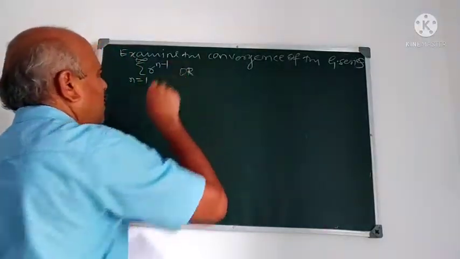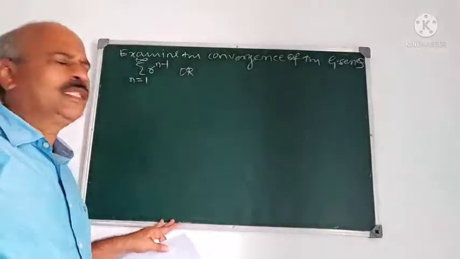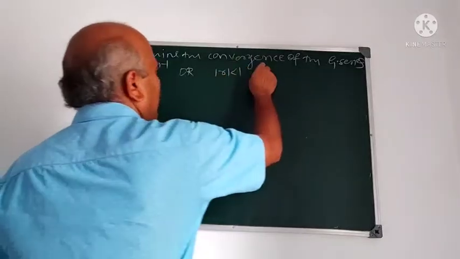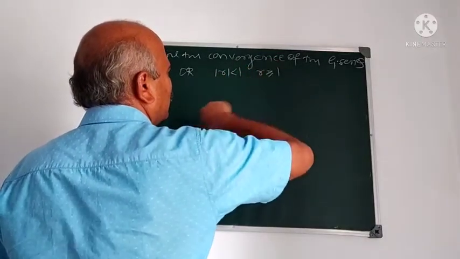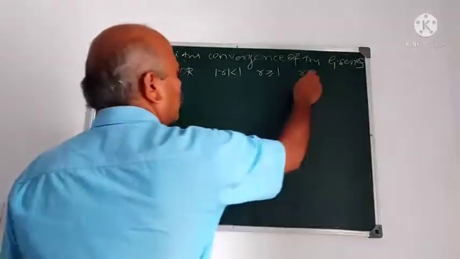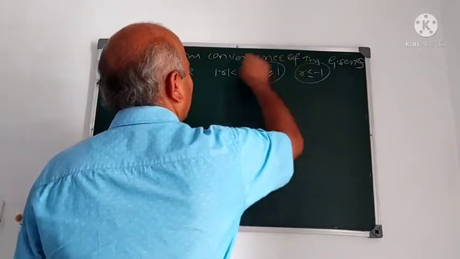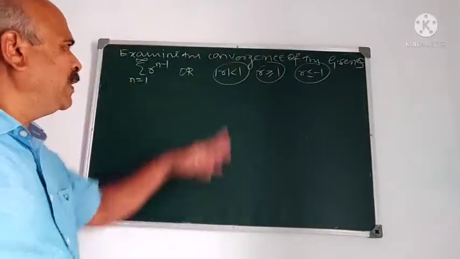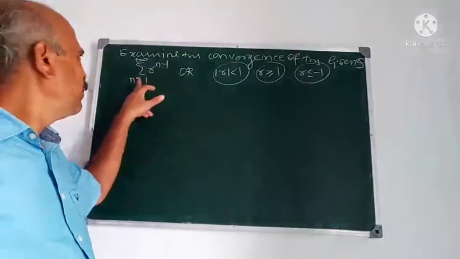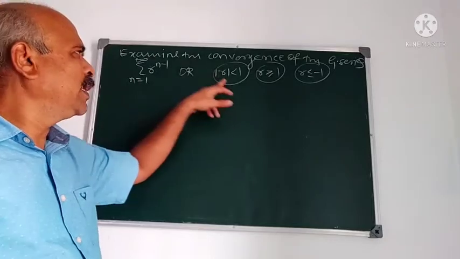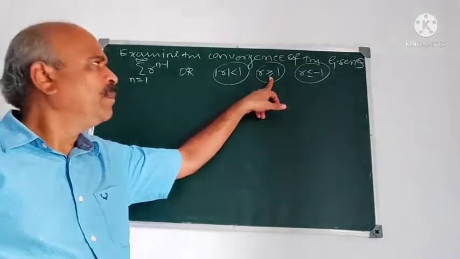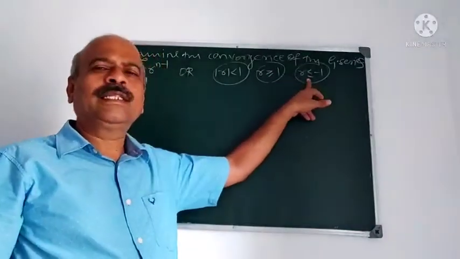Or equivalently, prove that the geometric series sigma r raised to n minus 1 converges if mod r is less than 1, and diverges if r is greater than or equal to 1, and oscillates if r is less than or equal to minus 1. Three cases are there. Equivalently, the question may be: prove that the geometric series sigma r raised to n minus 1, n is equal to 1 to infinity, converges if mod r less than 1, diverges if r is greater than or equal to 1, and oscillates if r is less than or equal to minus 1.